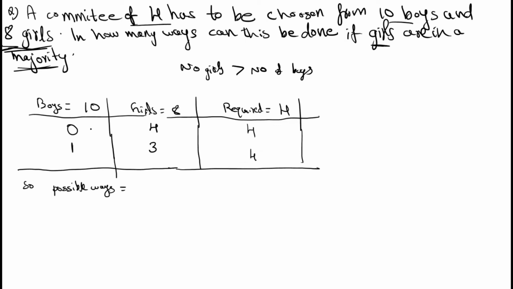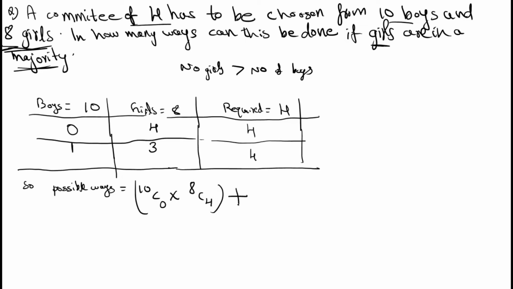first one: out of 10 boys you need to select 0, 10c0, into out of 8 girls you need to select 4. Or, we're moving to the second case, that is the or condition, right? So put plus: out of 10 boys you need to select 1 boy, and out of 8 girls you need to select 3 girls. This is the possibility.